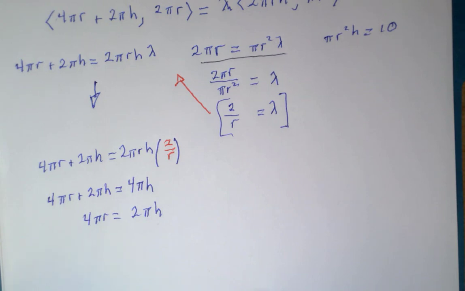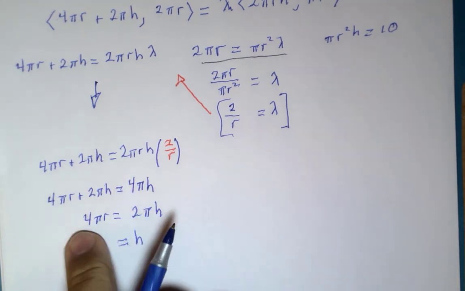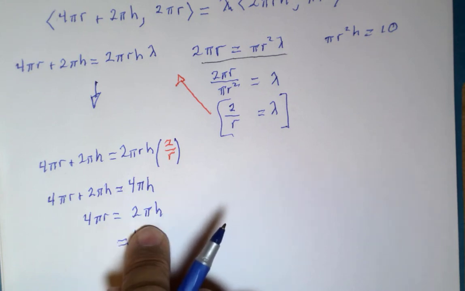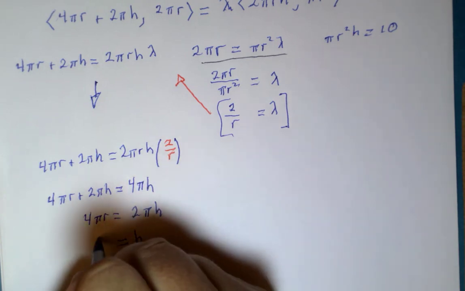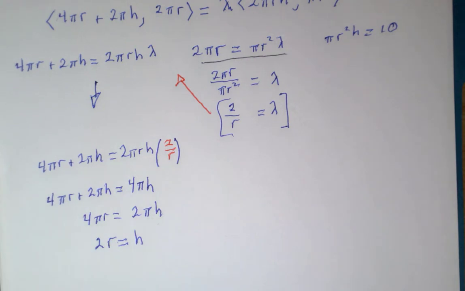And I don't know, what can I do here? Let's solve for what h is equal to. H would be equal to 4 pi r divided by 2 pi. That's going to be equal to 2r. That's not an answer. That's a statement that tells us that the height is double the radius in a cylinder to minimize the surface area for a volume of 10.